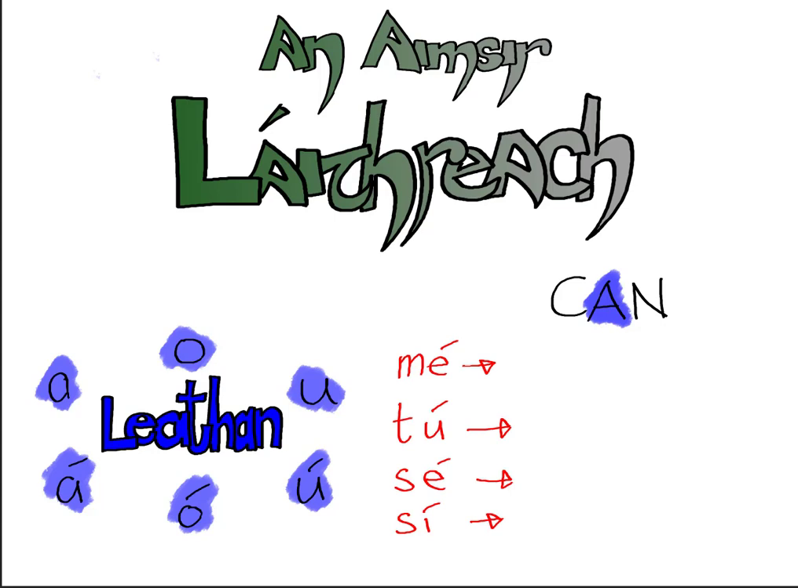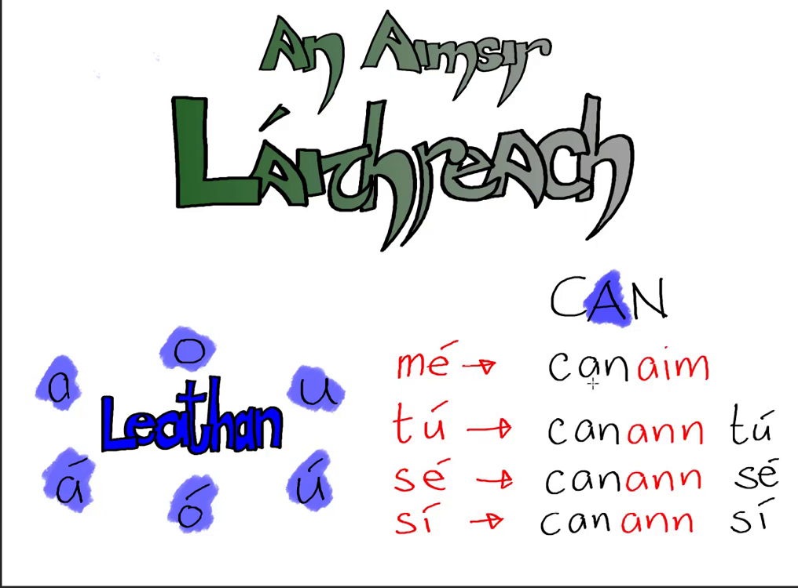So again, we'll start by going over me, you, he and she: mé, tú, sé, sí. The first one becomes canaim. You put A-I-M because you need broad with broad, leathan le leathan. So canaim, I am singing. You don't need a mé because it's incorporated into the ending. So canaim, I am singing.